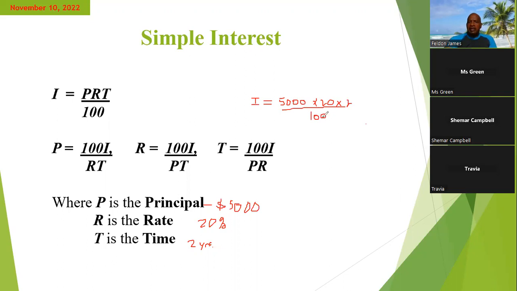And then zeros above cancel with zeros below. So you can cancel zeros above with zeros below. And then now you would have 50 times 20 give you 1,000 times 2 give you $2,000. All right. So that would be your interest. So your interest would be $2,000 after 2 years.